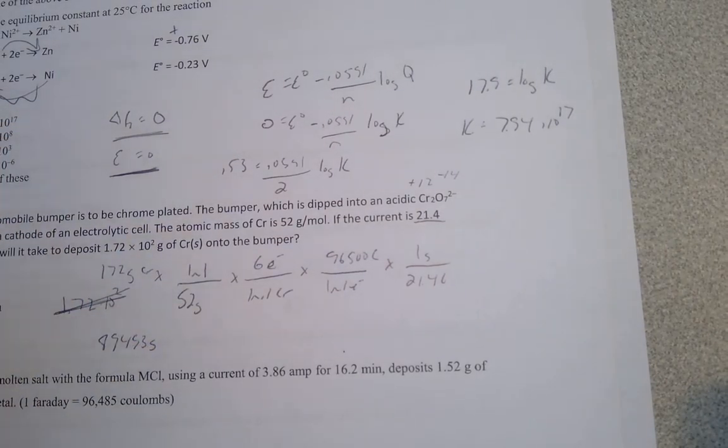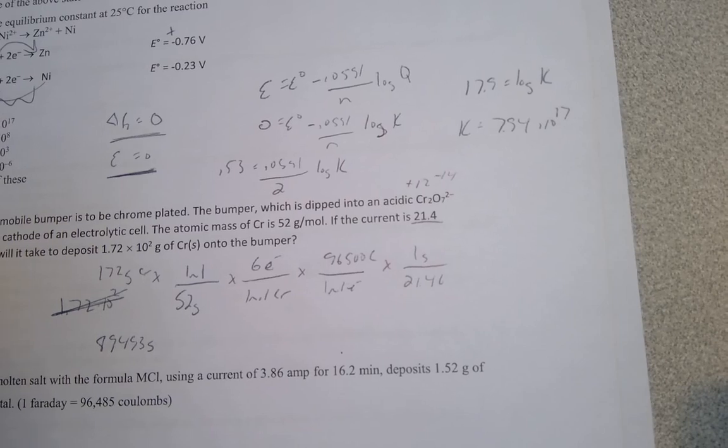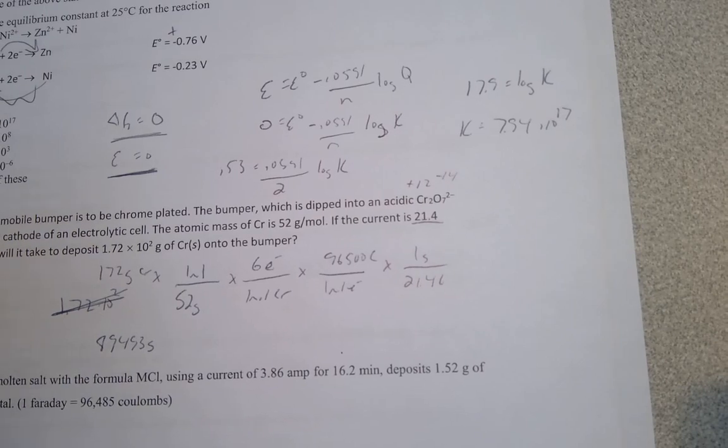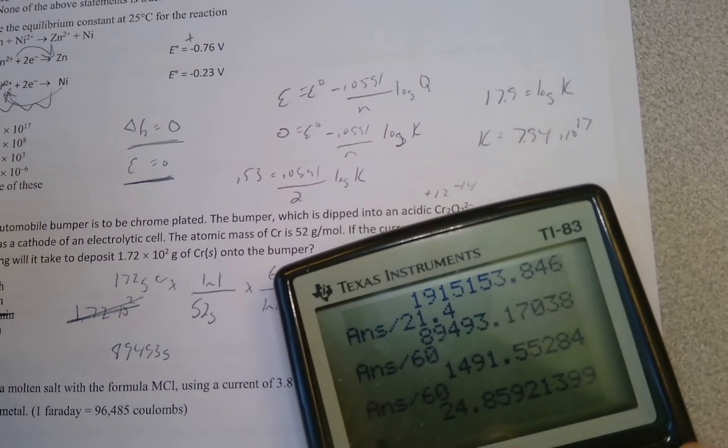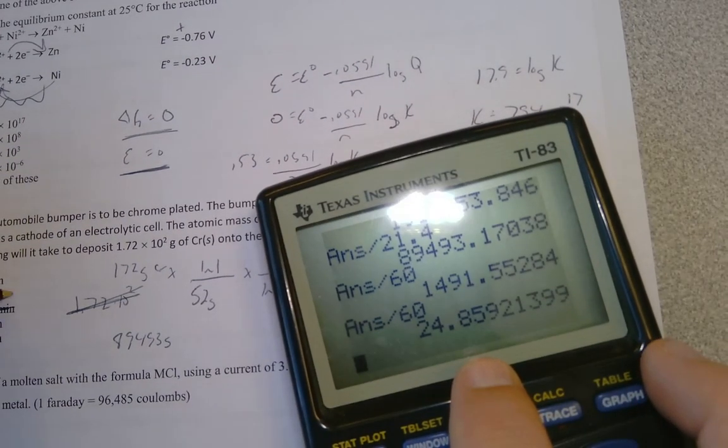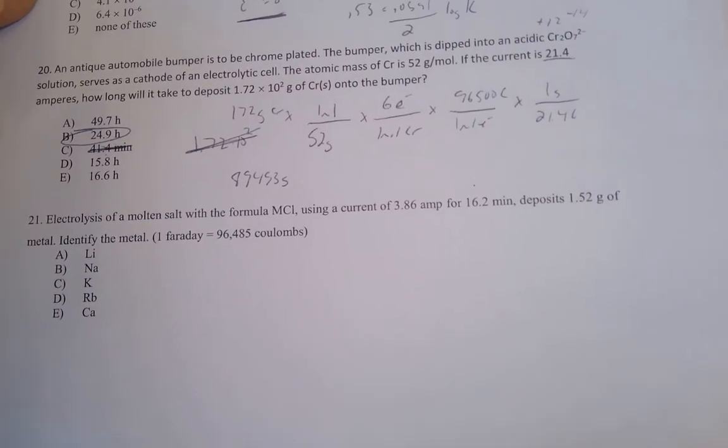89,493 seconds. If we divide that by 60, that's going to give us 1,491 minutes. So it's not the minutes one, so we divide that by 60 again. And that gives us 24.85 hours, right? 24.85 hours. So that's here B, 29 hours.